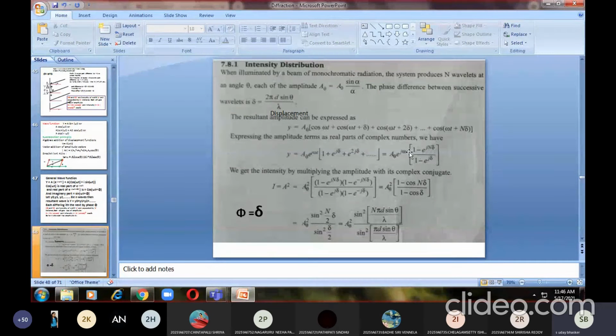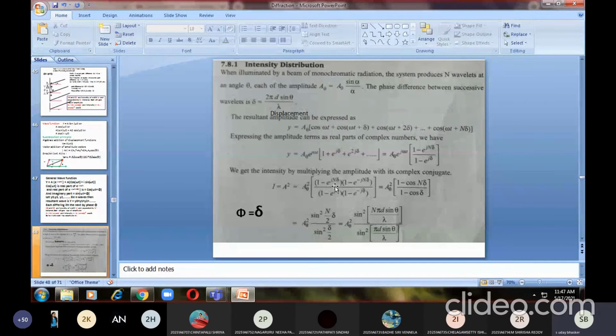So what is its complex conjugate? It is (1 minus e to the power of minus i n delta) by (1 minus e to the power of minus i delta). So wherever you have i, you replace that i with minus i. There, this is the expression.